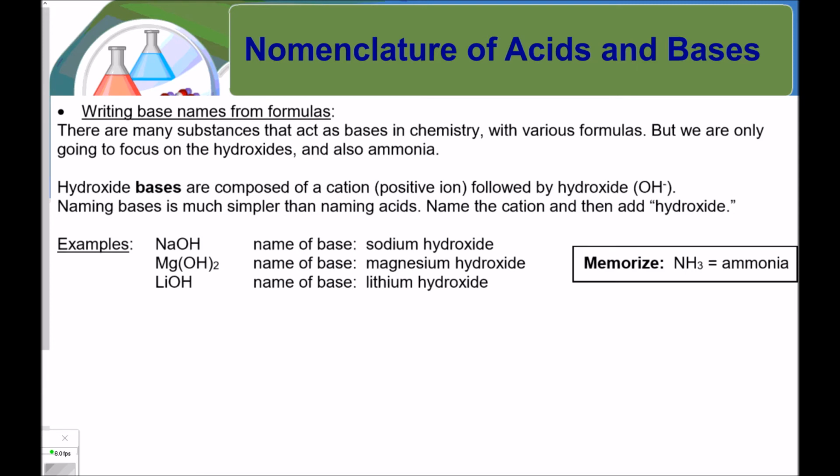Writing names of bases, super easy. You name the cation and then just say hydroxide. So sodium hydroxide, magnesium hydroxide, lithium hydroxide. You do have to memorize ammonia. Remember, it's a Bronsted-Lowry base, but you do have to have it memorized.